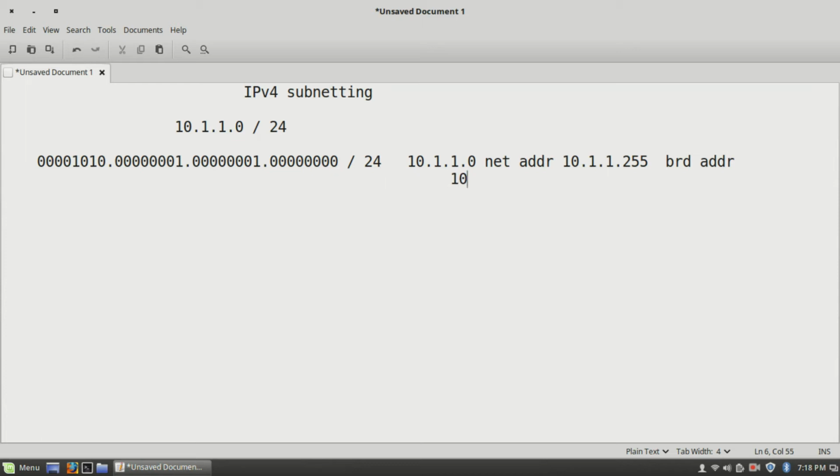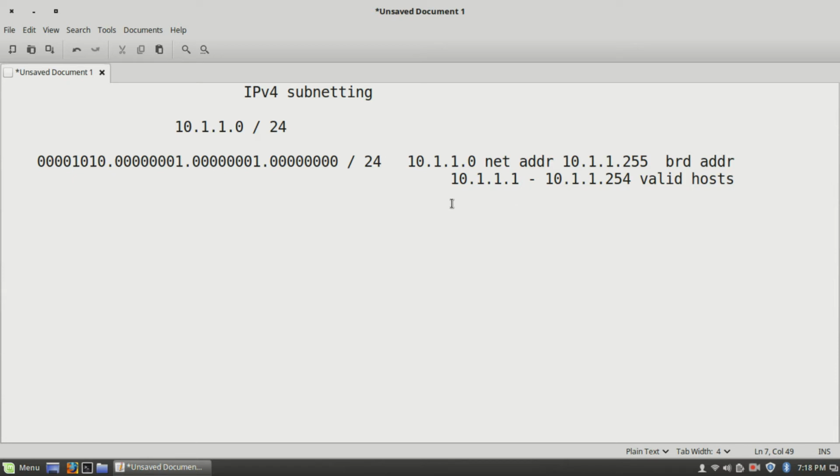So let me just write that here, 10.1.1.1 to 10.1.1.254 are valid hosts. Okay, now what did we learn from this? Let's just say this is the network bits.